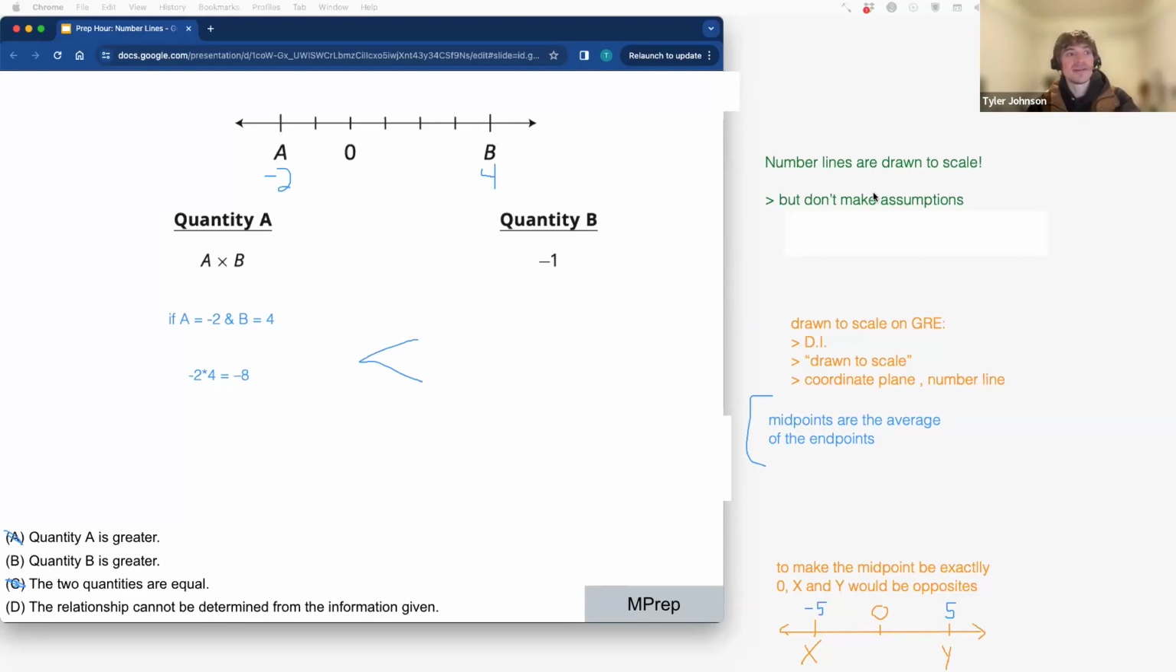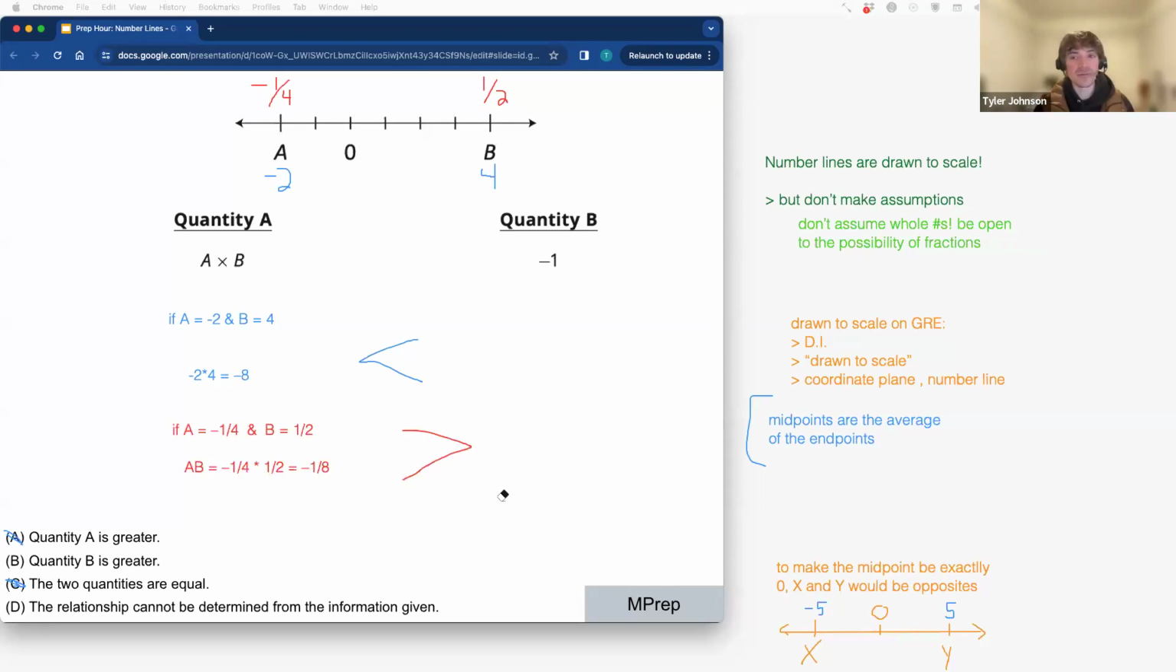And what you need to do here, when I say don't make assumptions, part of that is not assuming integer values. That A and B could actually be fractions here. And if they were fractions, like if A were -1/4 and B were 1/2, that's going to reverse the relationship. Quantity A would be -1/8, and that is a bigger value than -1. And as soon as you find two different relationships, you've proven the answer is D. So careful with those assumptions. When you have an unlabeled number line, don't assume everything is an integer. Be open to fractions as well.